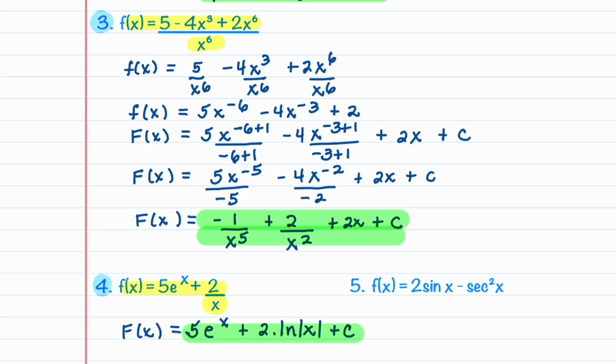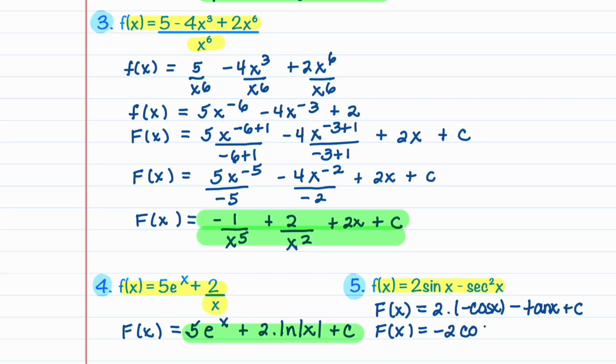And there's our answer. In our fifth example, we're given a function little f of x is equal to 2 sine x minus secant squared x. We also don't have to simplify this one before taking the antiderivative, and we can just go ahead and take it. Capital F of x is 2 times the antiderivative of sine x. The antiderivative of sine x is minus cosine x. And then we subtract off the antiderivative of secant squared, and that is tangent x. And then we add a plus c. We can rewrite this as capital F of x is minus 2 cosine x minus tangent x plus c.